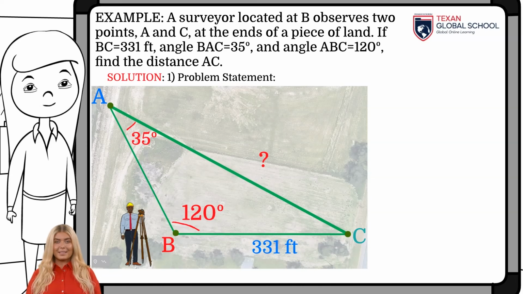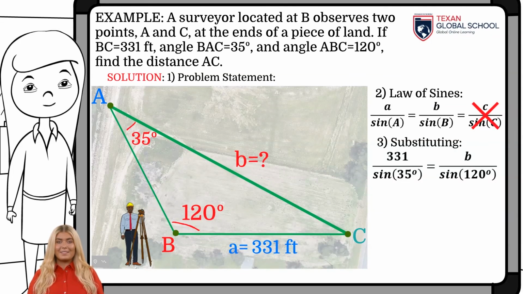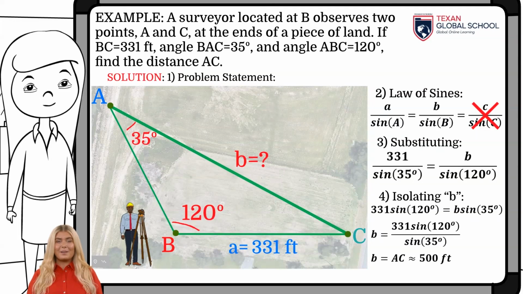As we can see, we have an oblique triangle. In this case, an obtuse triangle. Since angle A is 35 degrees, the opposite side a will be 331 feet. And the unknown is the side AC, which is b, since it is the opposite side to the angle B of 120 degrees. We will then use the law of sines to find side b, using the relationship between A and B. By substituting, we have 331 feet over the sine of 35 degrees equals b over the sine of 120 degrees. By isolating b, indicated as AC, it results in a side of 500 feet.